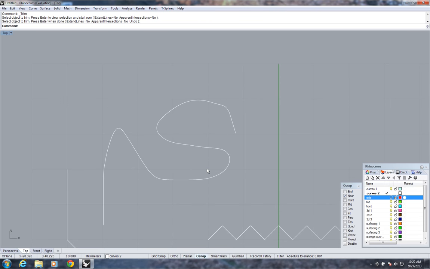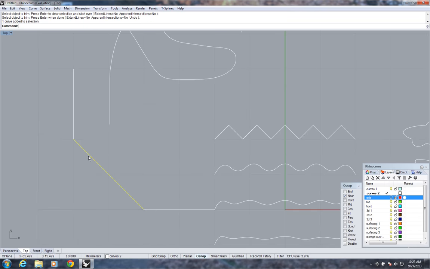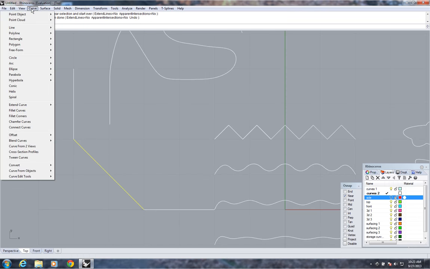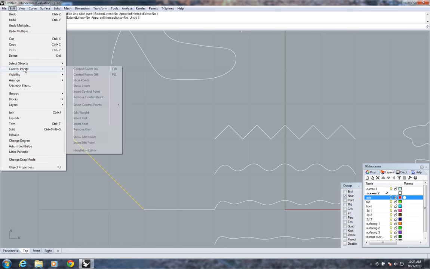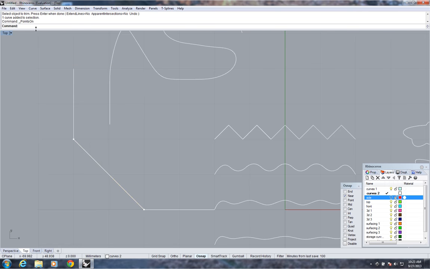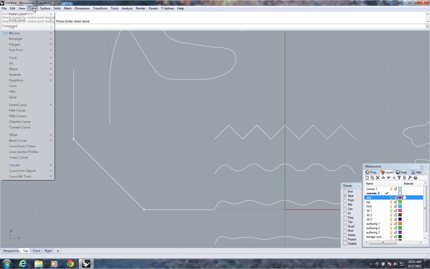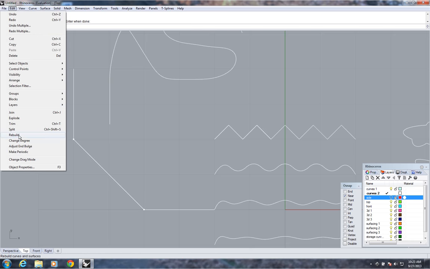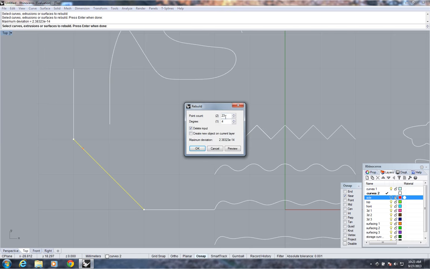So, understanding that math, that idea of what creates a straight segment or tangency, lining points up in a straight direction, is very useful for creating smooth models. Coming to this example, I'm going to rebuild it. Say 5 control points. 4th degree is fine.